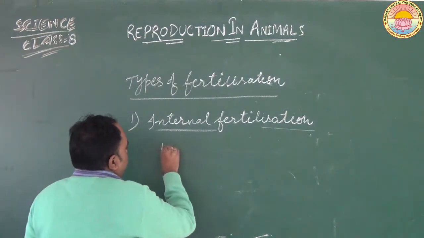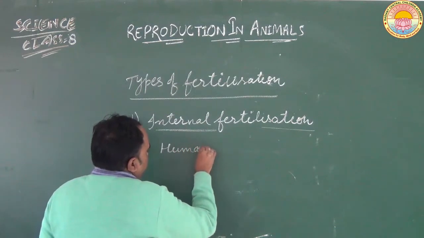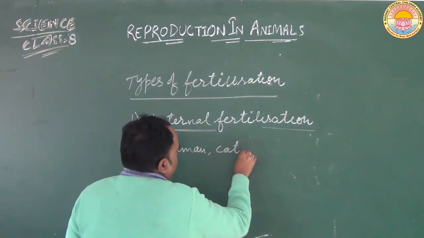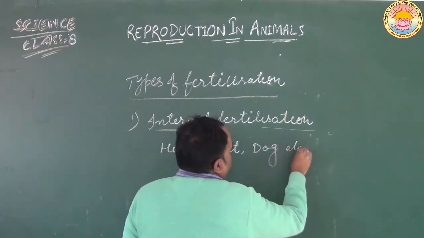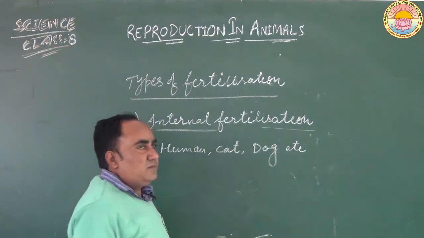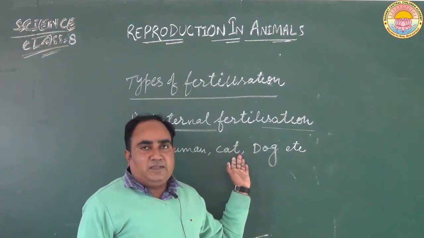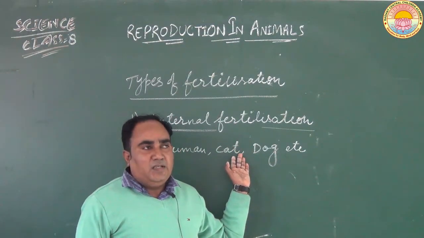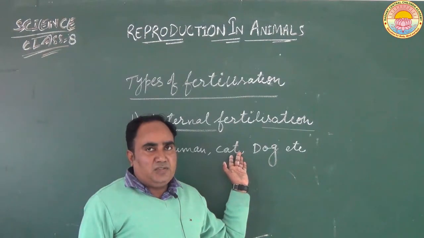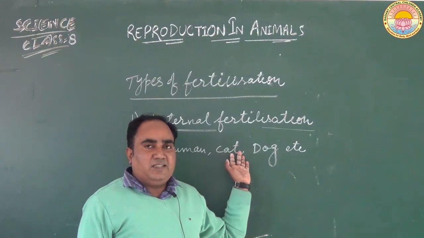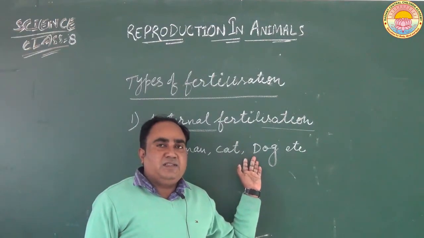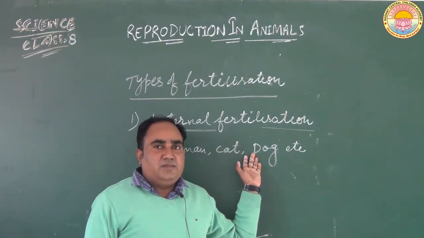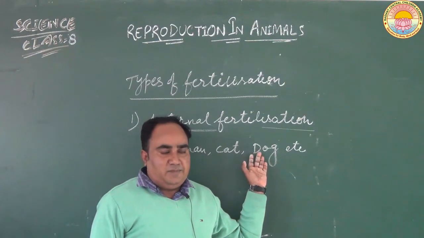This is known as internal fertilization, like in human, cat, dog, etc. In these organisms, fertilization takes place inside the female's body. After fertilization, the zygote is formed and then the fetus is formed. After the formation of the fetus, development takes place and a newborn baby is formed.